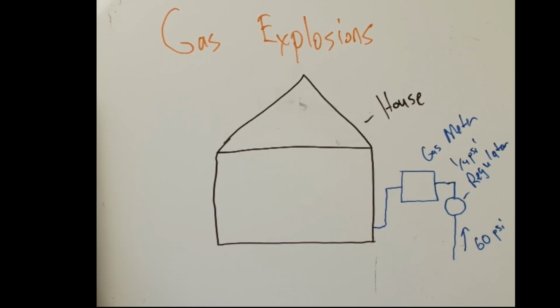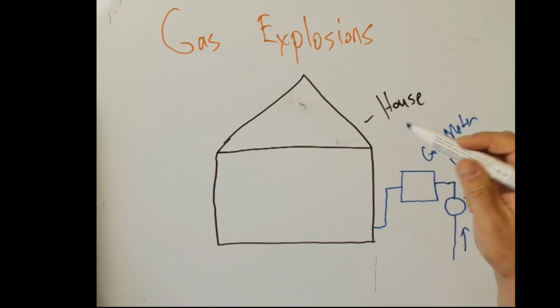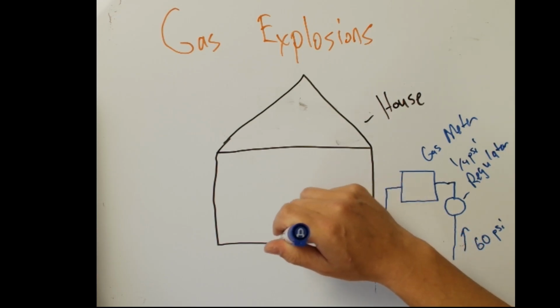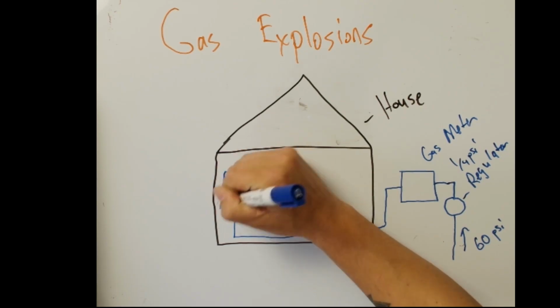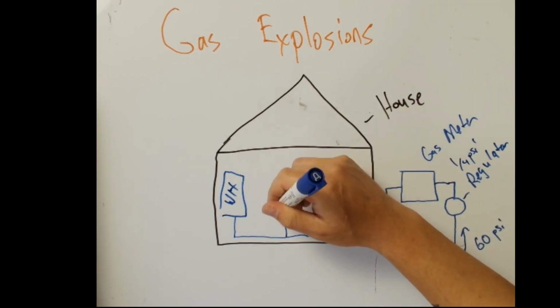So, you have your regulator come down. It steps down to 1/4 psi. It goes through your gas meter. This tells you how much gas you used in your house. This is what they use to make your bill. And then it runs into your house, and it goes in different directions. So, we'll say it goes over here to your water heater, and it goes here to your furnace.